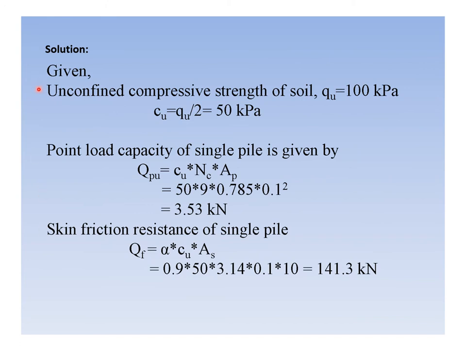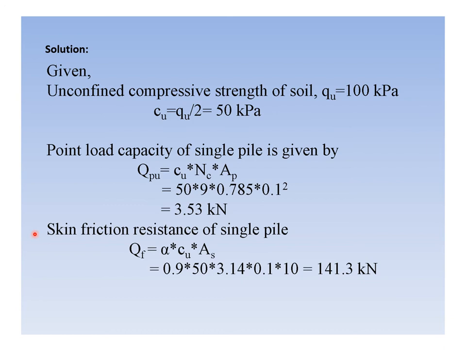Unconfined compressive strength of soil, Q sub U, is 100 kPa, so obviously C sub U would be half of that, which is 50 kPa. Point load capacity of a single pile is given by this formula, Q sub PU, that is C U multiplied by N sub C into A sub P, and you get the answer 3.53.